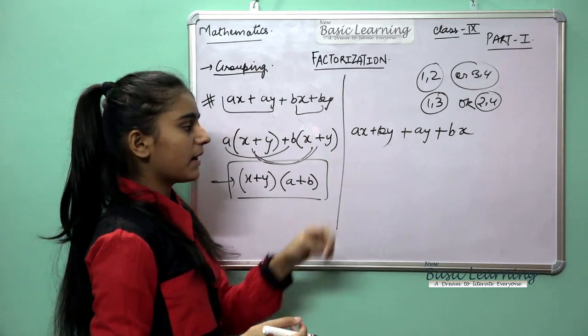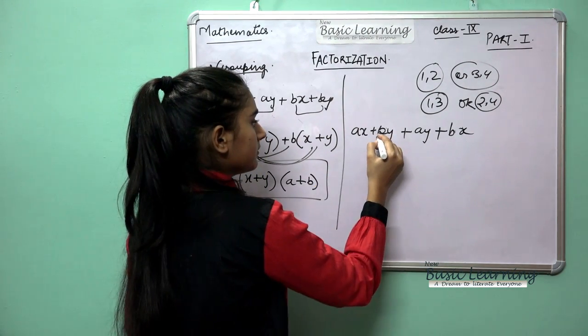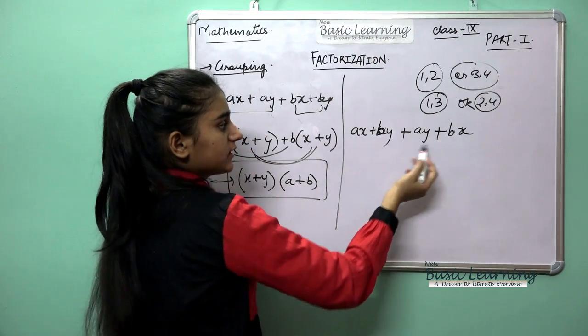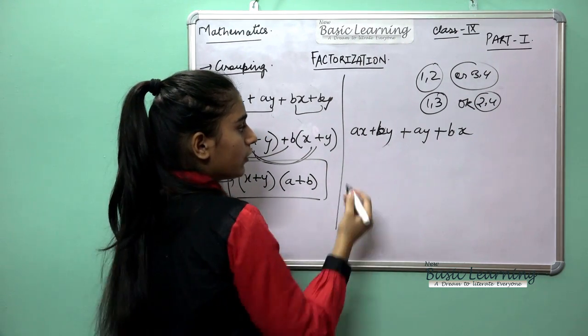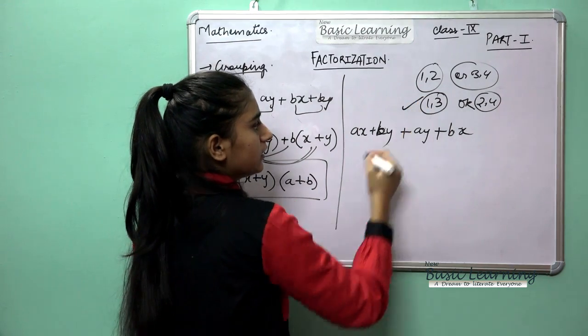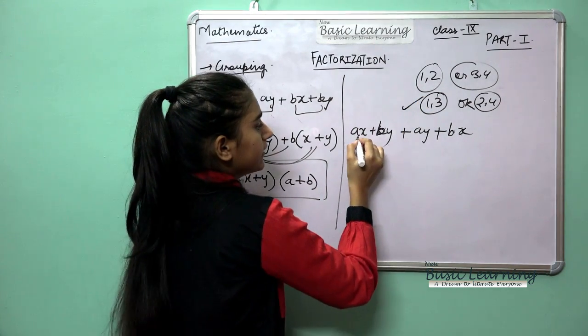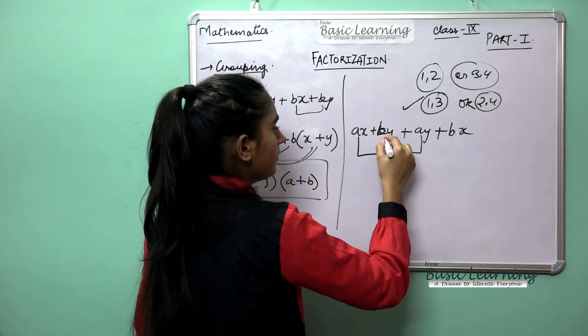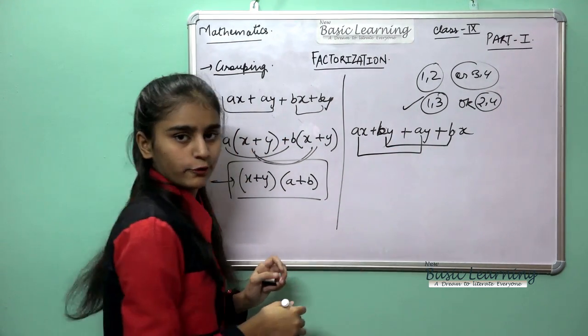So in the first part also there is nothing common. And in the second part also there is nothing common. So what we are going to do here is put this formula: first and third we will keep in one group, and second and fourth.